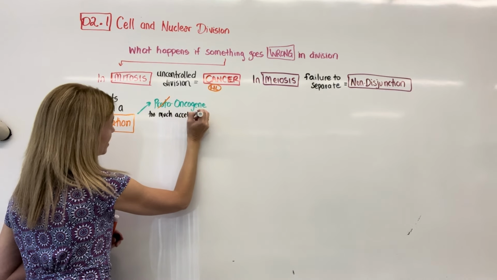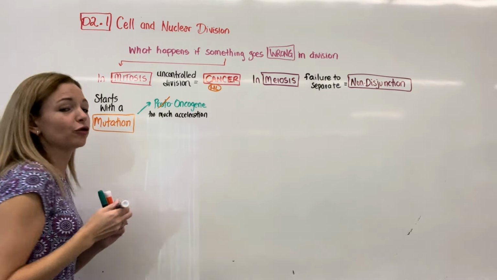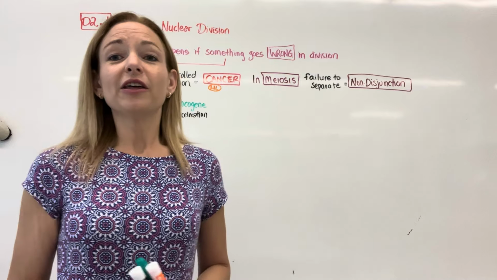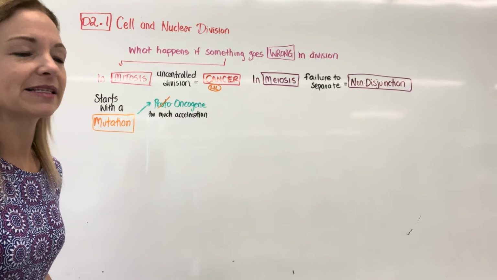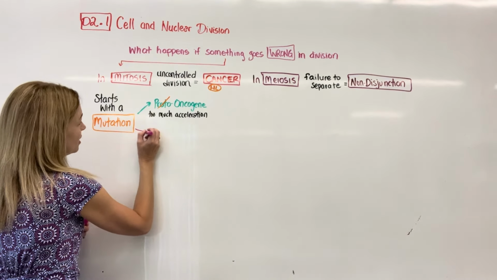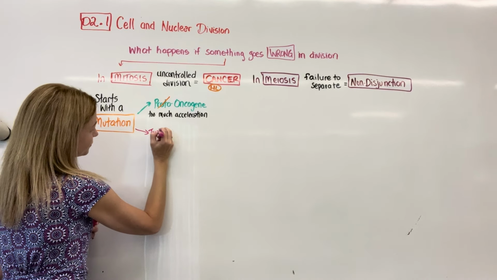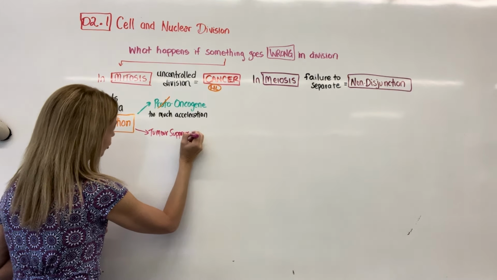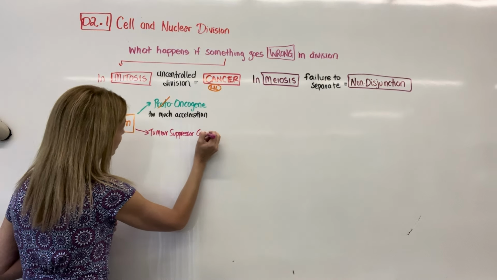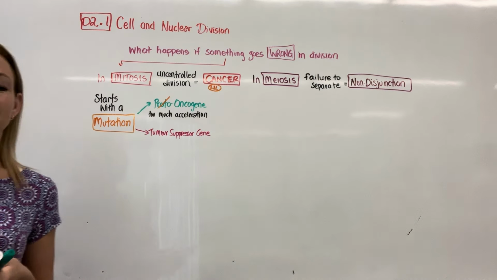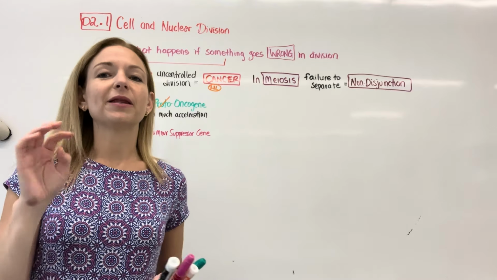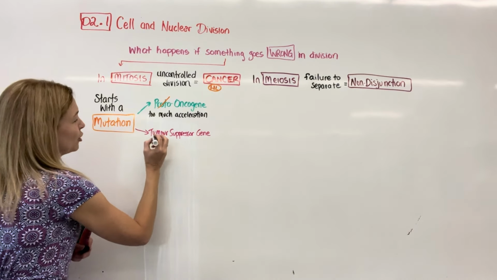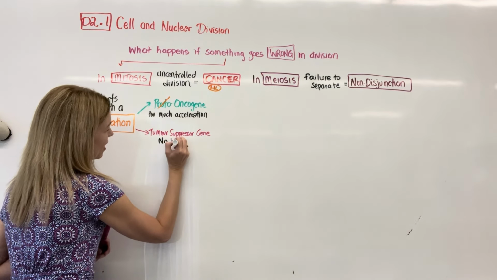So now it's going to go through the cell cycle too enthusiastically. The alternative is that it happens in a tumor suppressor gene. So this is a gene that is supposed to catch errors and stop division. And if a mutation happens in that, then it loses the ability to stop it. So this is going to be no brakes. So we're just using driving analogies.